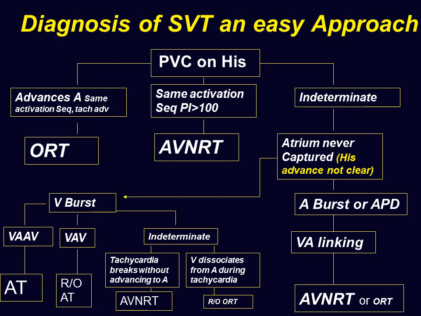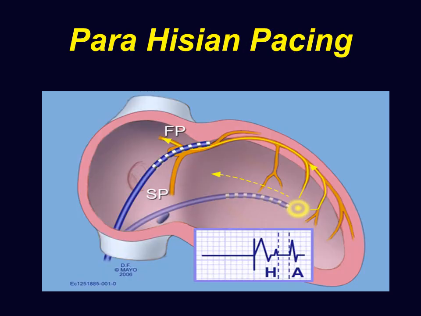Now you can put atrial burst or APD. If there's VA linking, you're dealing with AVNRT or ORT. If there's no VA linking, you're dealing with atrial tachycardia.